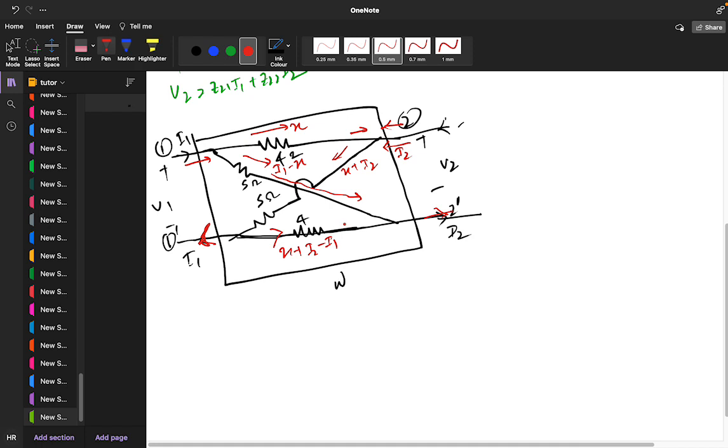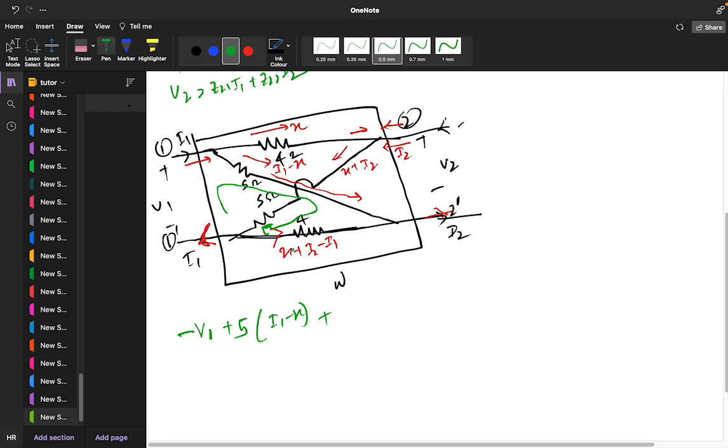Nothing, you just need to find the value of X. Okay, how can you find the value of X? Apply KVL like this. So what you are getting, if you apply KVL like this, this is minus V1 plus 5, and what is the current? I1 minus X. It's coming.